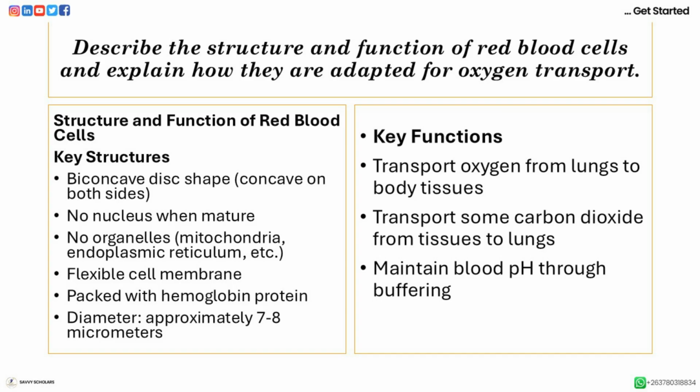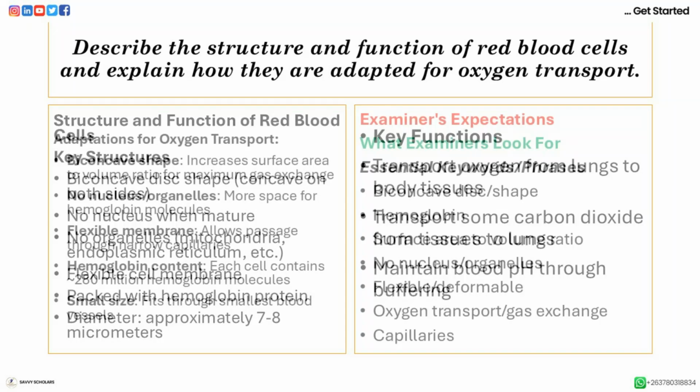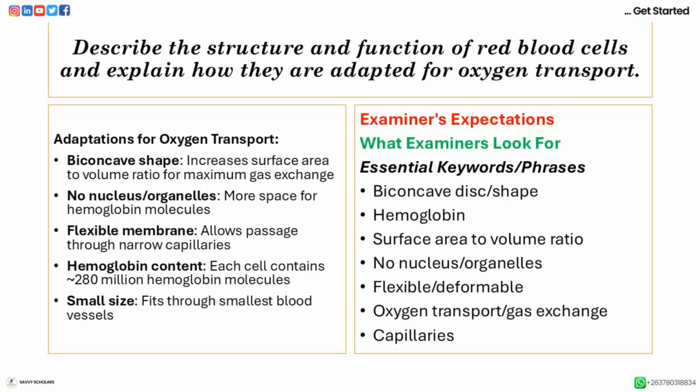Then second part, you're looking at the key functions, which is transport of oxygen from lungs to the body tissues, transport of some carbon dioxide from tissues to lungs, and also its ability to maintain the pH through buffering. So the third part that you're going to look at is adaptation, where it says explain how they are adapted for oxygen transport, the red blood cells.